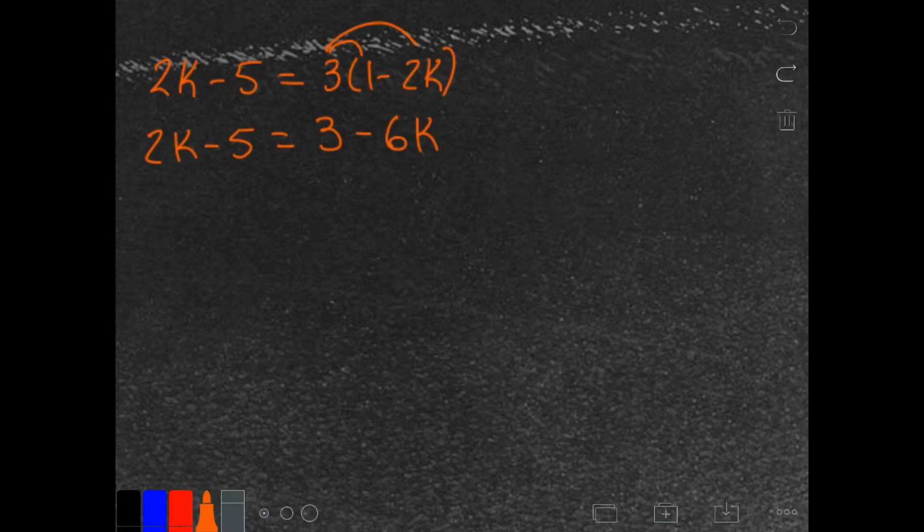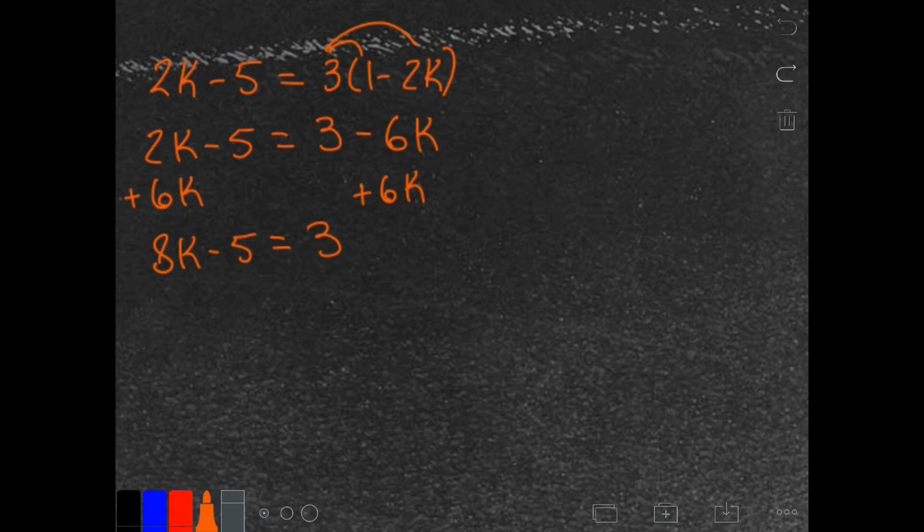This one's a little different than what we've seen. So we have a 2k and a negative 6k. Well, 6 is bigger than 2, but this isn't just a 6. This is a negative 6. So I want to get rid of that negative number because I don't like working with negatives. I'm going to add 6k to both sides. And when I do that, I'm going to get 8k minus 5 on the left side, and I'm going to get 3 on the right side.